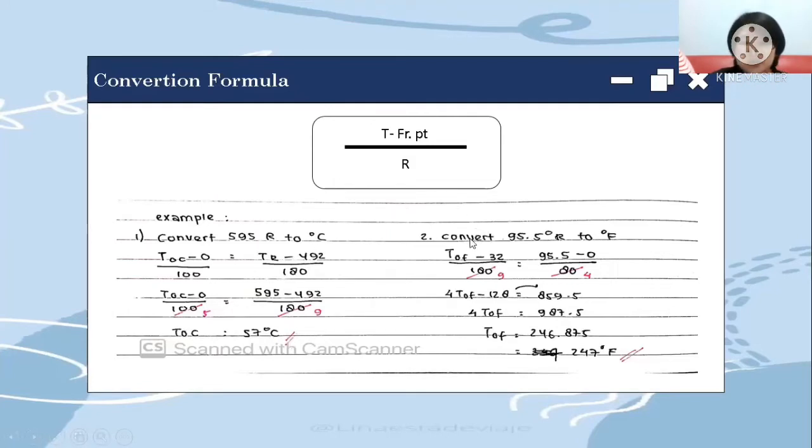Now, the second example is convert 95.5 degree R to degree Fahrenheit. Trying to find the Fahrenheit, so T degree F minus 32 over the range is equal to 95.5 degrees Réaumur minus freezing point 0 over 80 the range. Simplify it once more, cross multiply, and we will get the temperature is 246.87875. Since it's temperature, it's best that we just round it up. So from this to 247 degrees Fahrenheit.